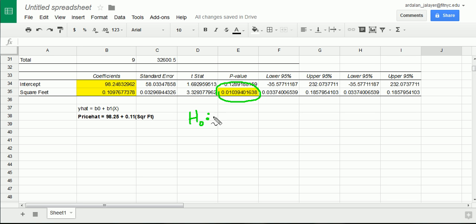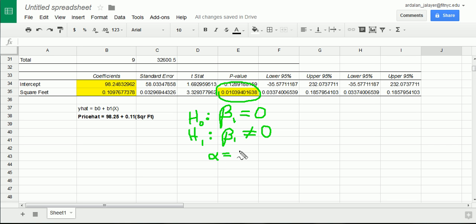So let me just write this again. H0 was that the true slope is equal to 0. There's no significant linear relationship between square footage and house price. And the alternative hypothesis says that there is some, be it positive or negative, linear relationship between house price and square footage.